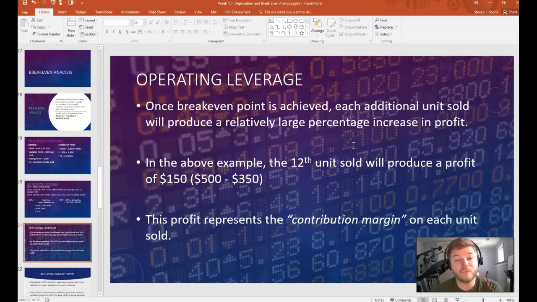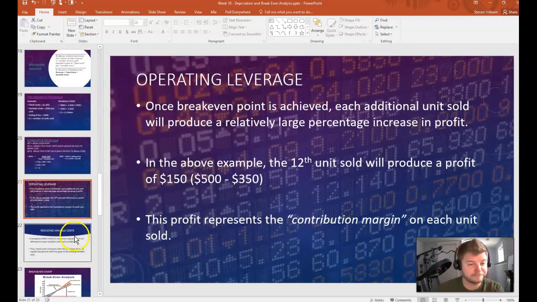Operating leverage. Once the break-even point is achieved, each additional unit sold will produce a relatively large percentage increase in profit. You've already paid for all your fixed costs. Everything has been paid for. Now at this point, it's all income. So in the above example, the 12th unit sold will produce a profit of $150, and this profit represents the contribution margin of each unit sold.